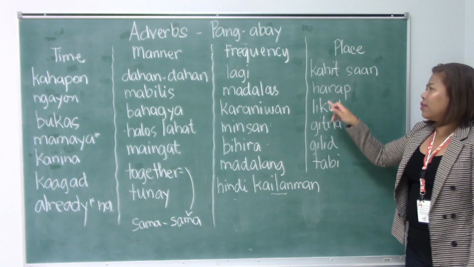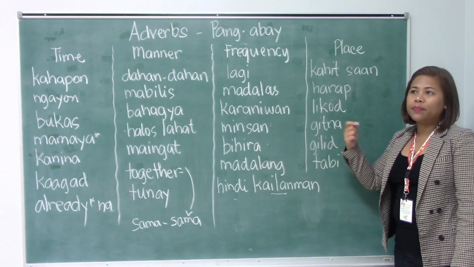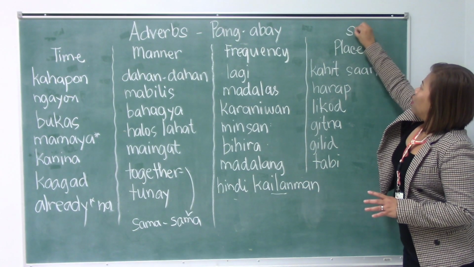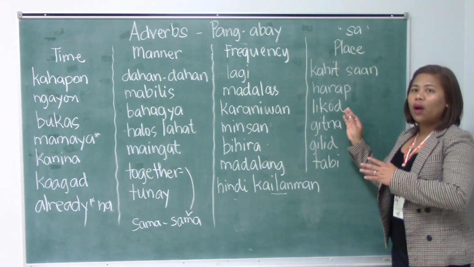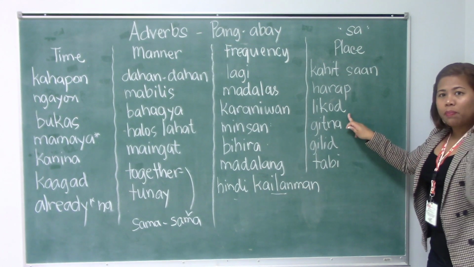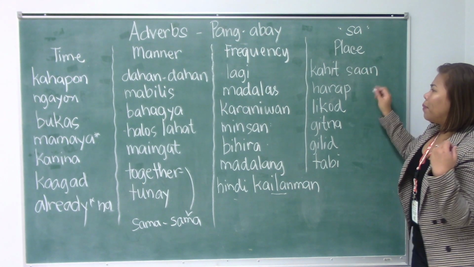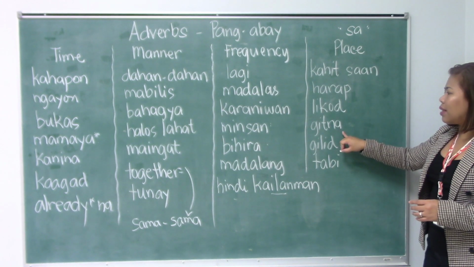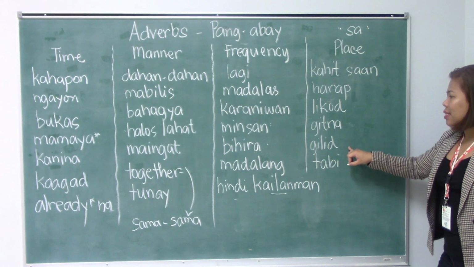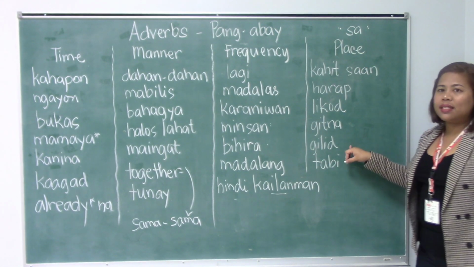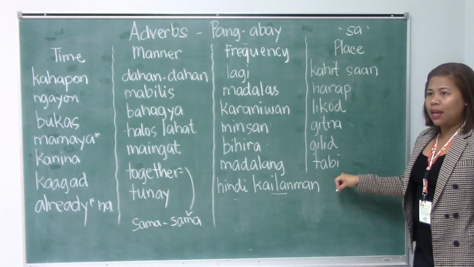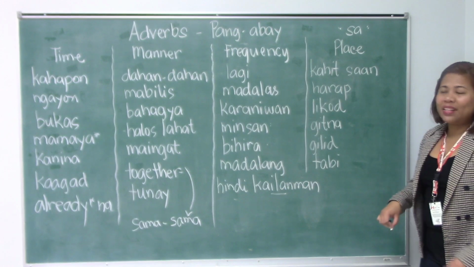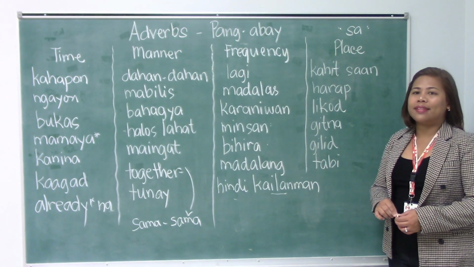Harap is front. Now, if you watch the lesson for prepositions, I said when we say the location, we always put this word, sa. So when you say in front, you say sa harap. Likod is back, so sa likod. Or behind, back or behind, it means sa likod. Gitna is in the middle, so sa gitna, it means middle. Gilid is side, so sa gilid means on the side. And then tabi, tabi is beside. So gilid is side, tabi is beside. Alright? We are going to use them in a sentence. So some of them. I'm going to give you some sentences.